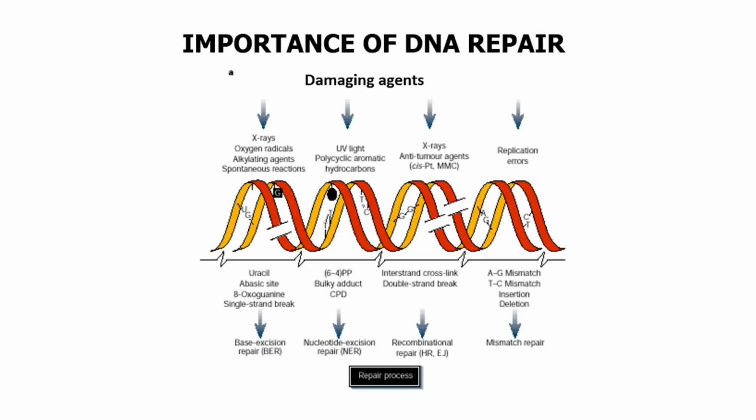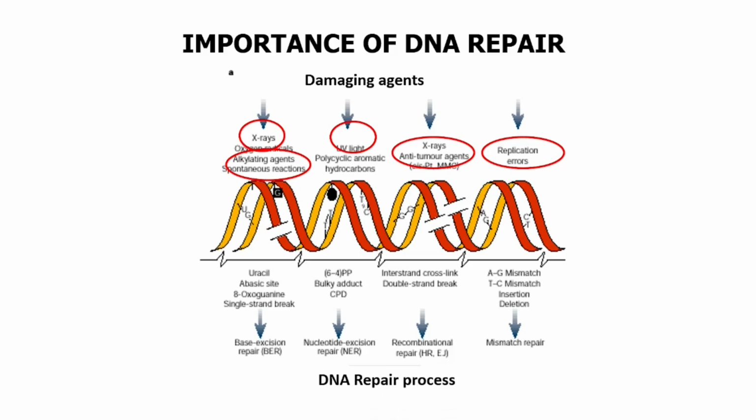These agents include radiations like X-rays and UV rays and many chemical agents like alkylating agents, hydrocarbons and antitumor agents. Additionally, errors can occur during DNA replication leading to harmful mutations. To overcome the harmful effects of DNA damage, cells have various DNA repair mechanisms which cope up with the damage and errors and repair the DNA.